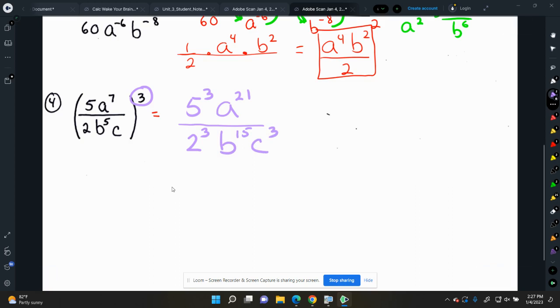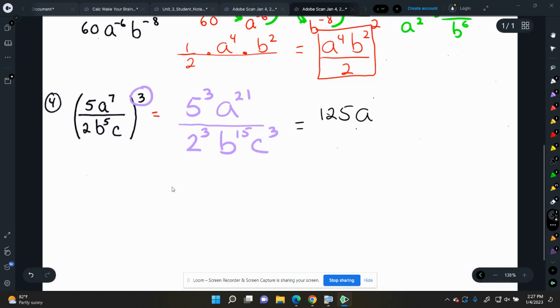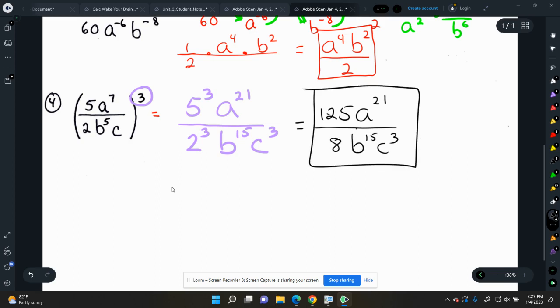Okay. The only thing left is to actually figure out what 5 to the third and 2 to the third is. Well, 5 to the third is 125. A to the 21 over 2 to the third is 8. B to the 15, C to the third, and we're done. Okay.